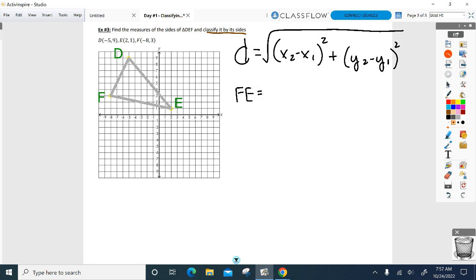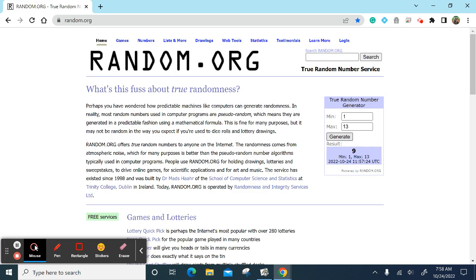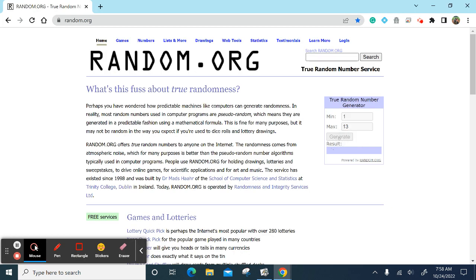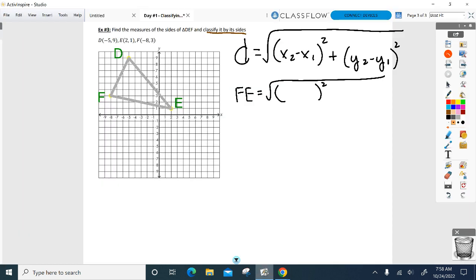All right, FE. Big square root. Now I subtract the x's. Unlike slope, the order doesn't matter. You subtract them. So give me the x coordinates of F and E, please, to subtract. F is -8, minus -2. -8 minus 2, plus.